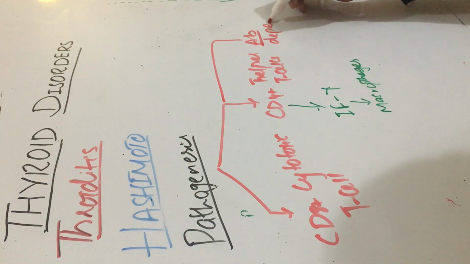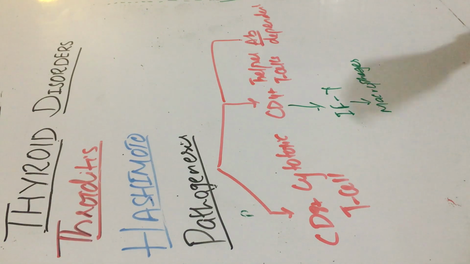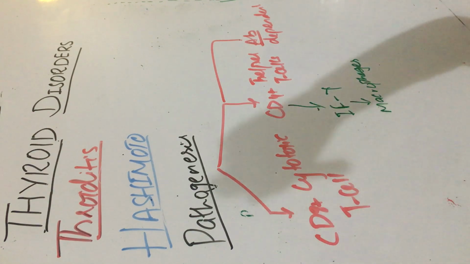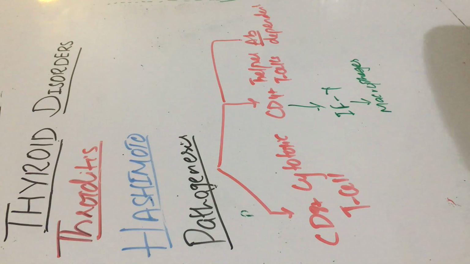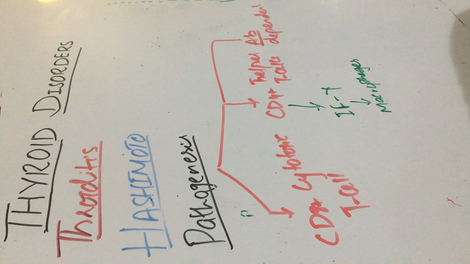Antibody dependent means the antibodies attach to the follicular epithelial cells, and then the T cells and macrophages engulf those cells. So the immunologic mechanism of thyroid epithelial cell death is CD8 positive cytotoxic T cell mediated death of the follicular cells, or CD4 helper T cells, that is cytokine mediated follicular cell death, and the third is the antibody dependent cell mediated death.